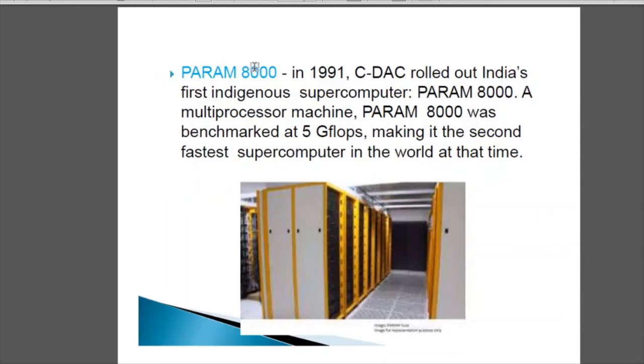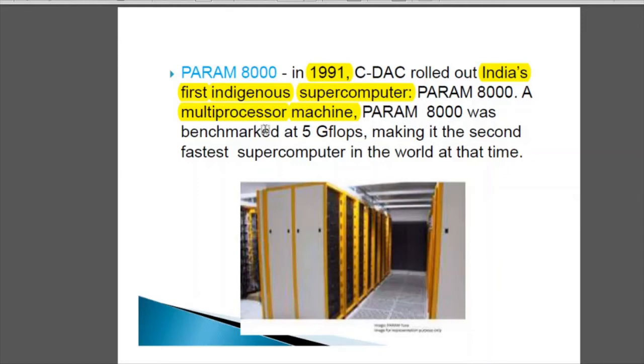Next is Param 8000. It came out in 1991, and it was India's first indigenous supercomputer. It was the first supercomputer made by India. Param 8000 was a multiprocessor machine. Multiprocessor means it has various processors in it. And what are processors? Processors are basically CPUs.